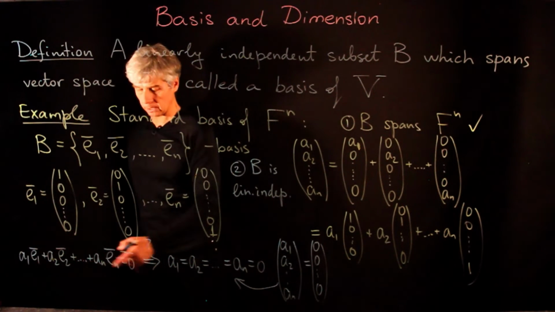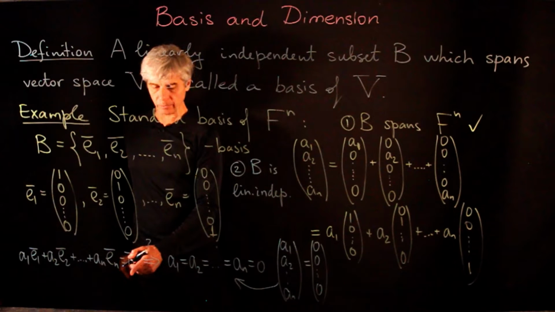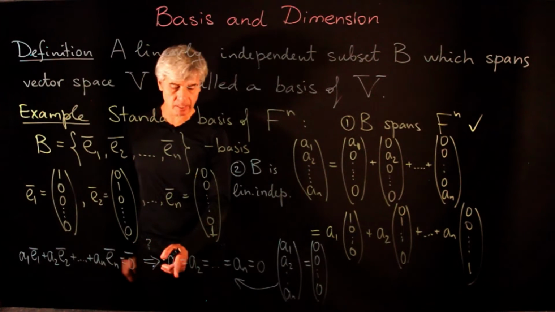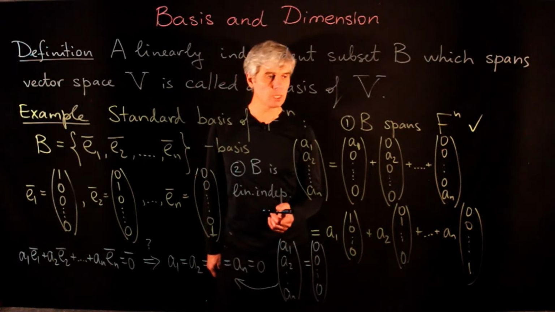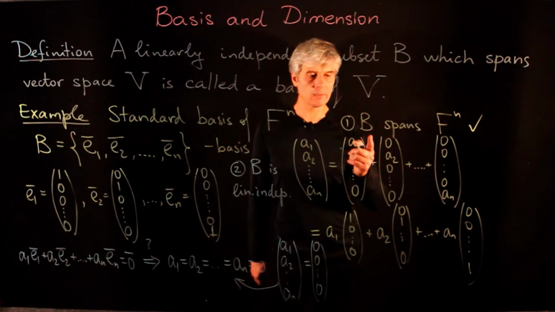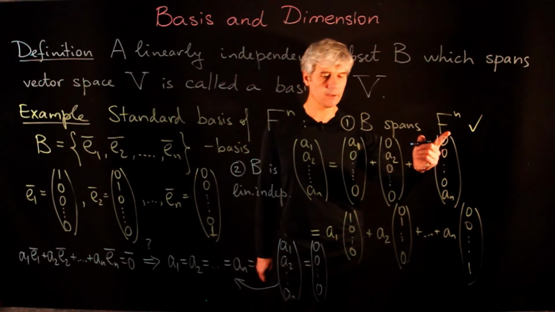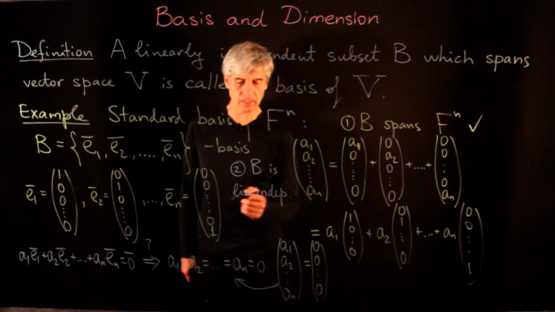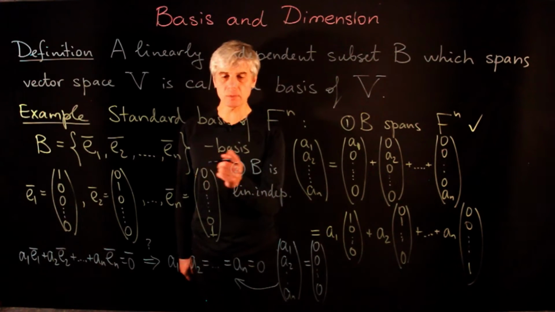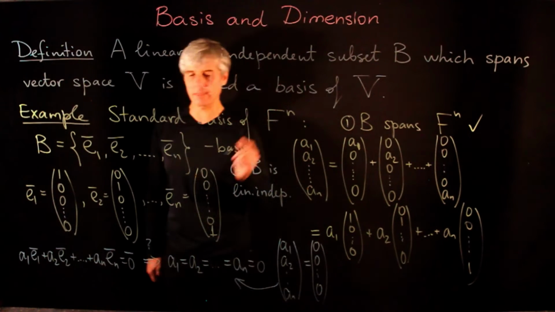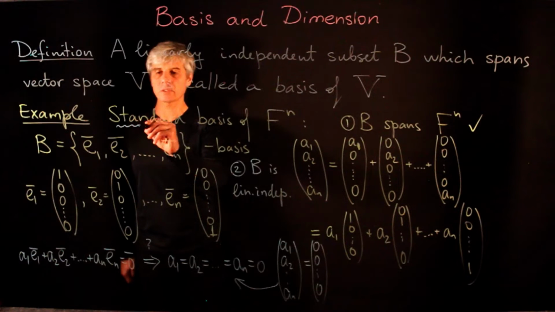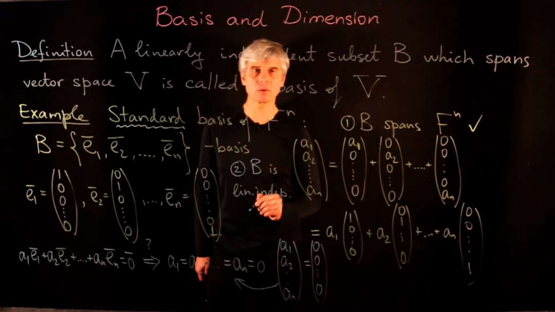So we showed that if a linear combination of these vectors is equal to a 0 vector, then all coefficients must be equal to 0. So here we proved that this set spans Fn and it's linearly independent. So this means that this is a basis of the space Fn. This basis is called the standard basis of Fn.